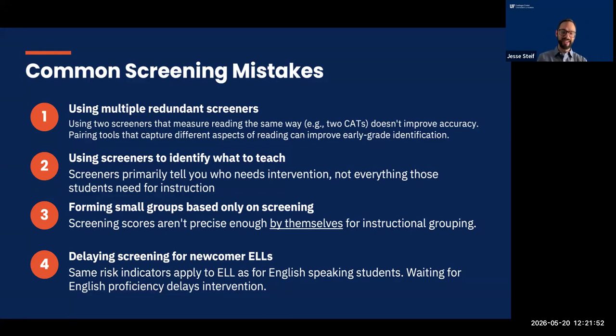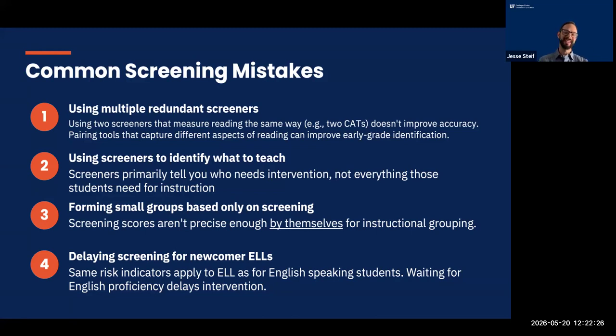And that's because the same risk indicators apply to English language learners as for English speaking students. And when we say risk indicators, we mean difficulties in key skills that we know to be very important for reading proficiency. On the early learning side, it's things like their level of skills in phonological awareness, letter sound identification, segmenting and blending sounds, decoding words, and their reading rate. As students get older, oral language proficiency becomes much more important.